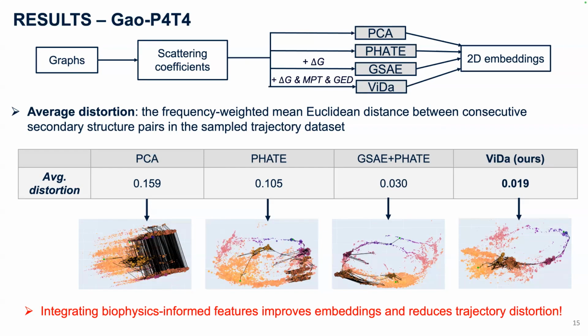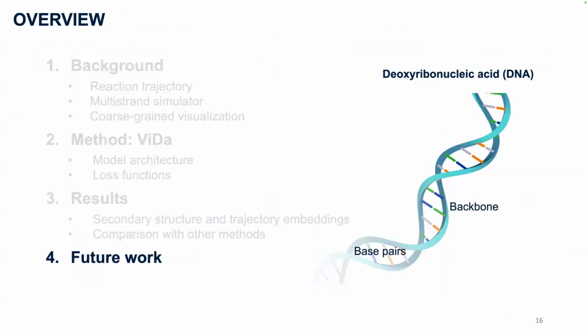So this result confirms that integrating biophysics-informed features with a deep neural network improves the embeddings and reduces the trajectory distortion. By the way, we also tested t-SNE and UMAP, but they all gave very bad results, so we don't show them here. All right, because of the promising results from ViDa, it guides us to further directions.